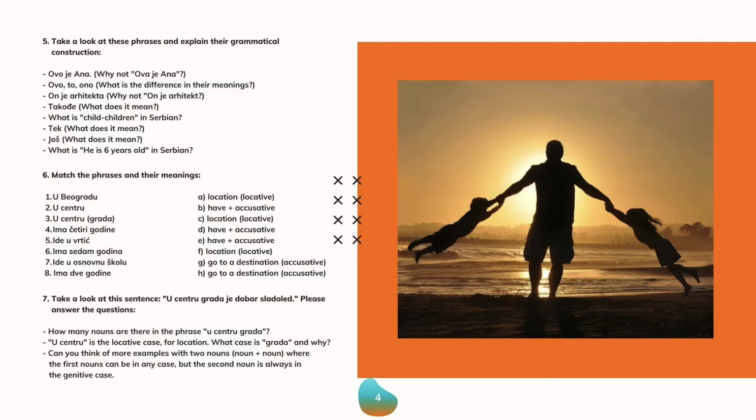Now let's take a look at exercise 6. To repeat some of the vocabulary from the text, as well as the cases that we are learning, let's match the left and the right column. U Beogradu, that's for location, the locative case. 1a. U centru, the same situation, location, the locative case. 2f.